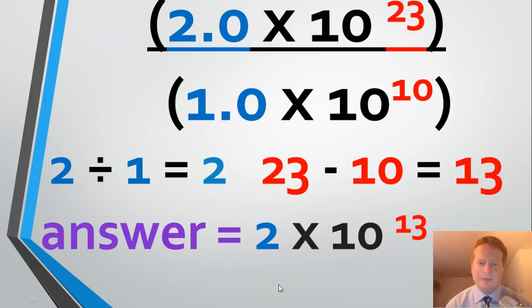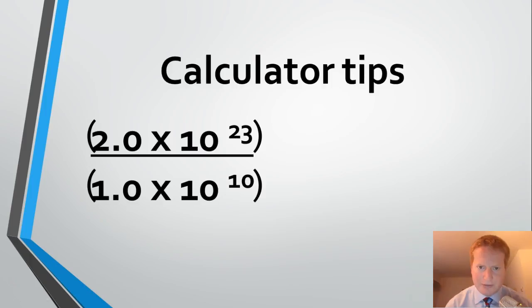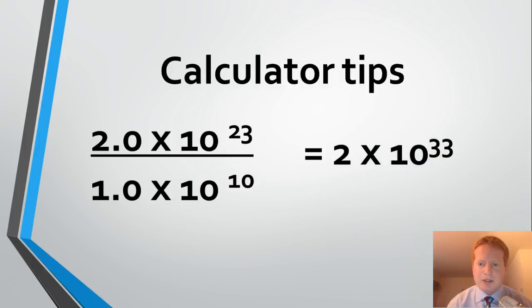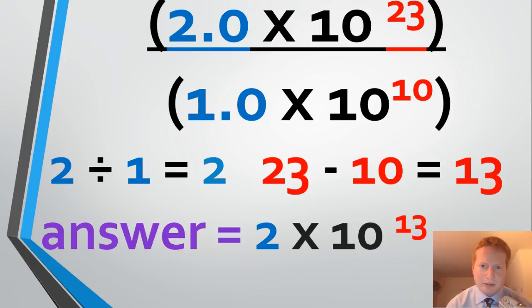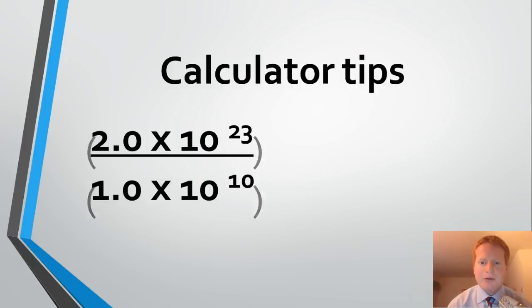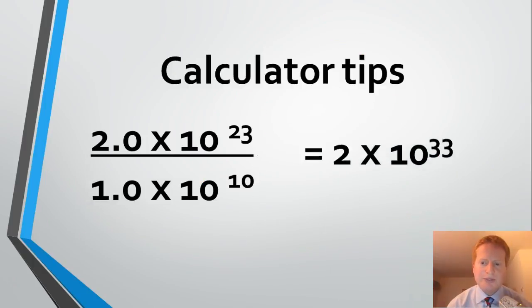That's our final answer. Now, something very important about this: calculator tips. If you're going to put this in your calculator, you must use parentheses or use another tip I'm about to show you. If you do not use parentheses, this is what will happen. And you can even try this at home if you want to, just to prove my point. If you don't use parentheses, your calculator will say it's this. Now remember, we said that it's 2 times 10 to the 13th, which is correct. The calculator, if you don't use parentheses, will say that it's 2 times 10 to the 33rd.